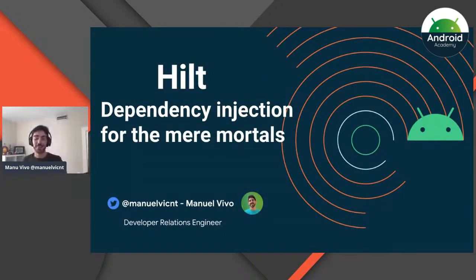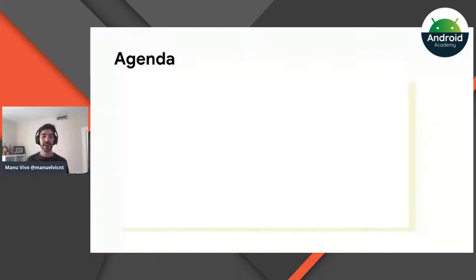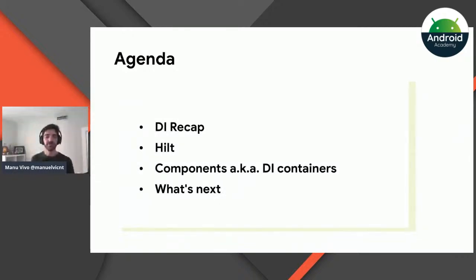Thank you all for having me. It's a pleasure to be here talking about Hilt today. For those who don't know, Hilt is a new dependency injection library for Android, and we're going to be talking more about it today. A little bit of the agenda, I'll try to stick to 30 minutes. We're going to do a little recap, to know why dependency injection is important and why you might need Hilt in your app. Then we are going to talk about the library itself. Then we're going to see how components work as a dependency injection container. And lastly, what's coming up in the library.